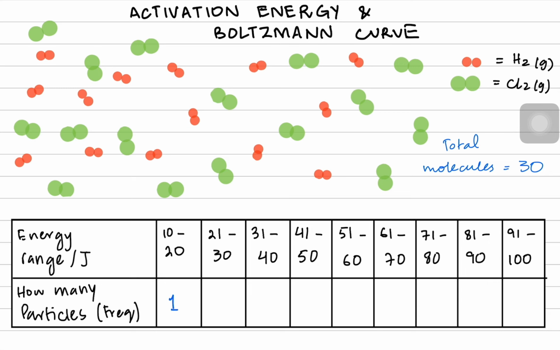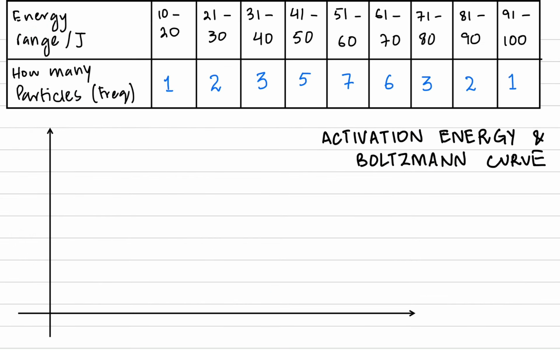Now I have a single particle which has energy between 10 and 20 joules. 2 molecules have energy between 21 and 30, 3 with higher energy, 5 has energy between 41 and 50, 7 have energy between 51 and 60, so apparently that's the most common energy. Only 6 particles with energy between 61 and 70. And using the similar pattern, you can see very few particles have high energies.